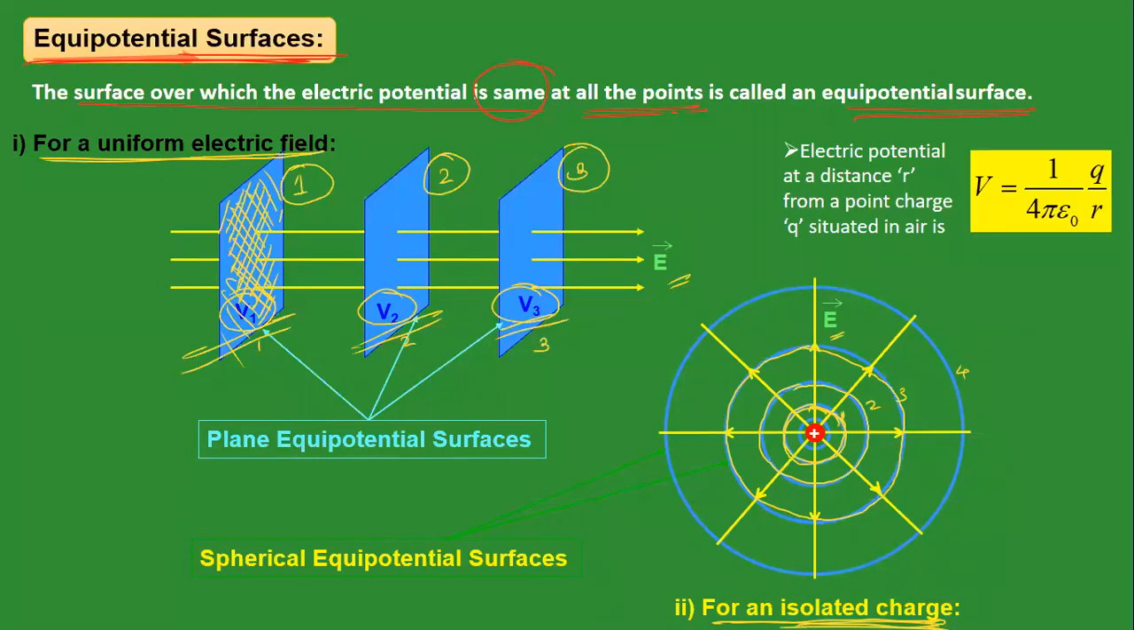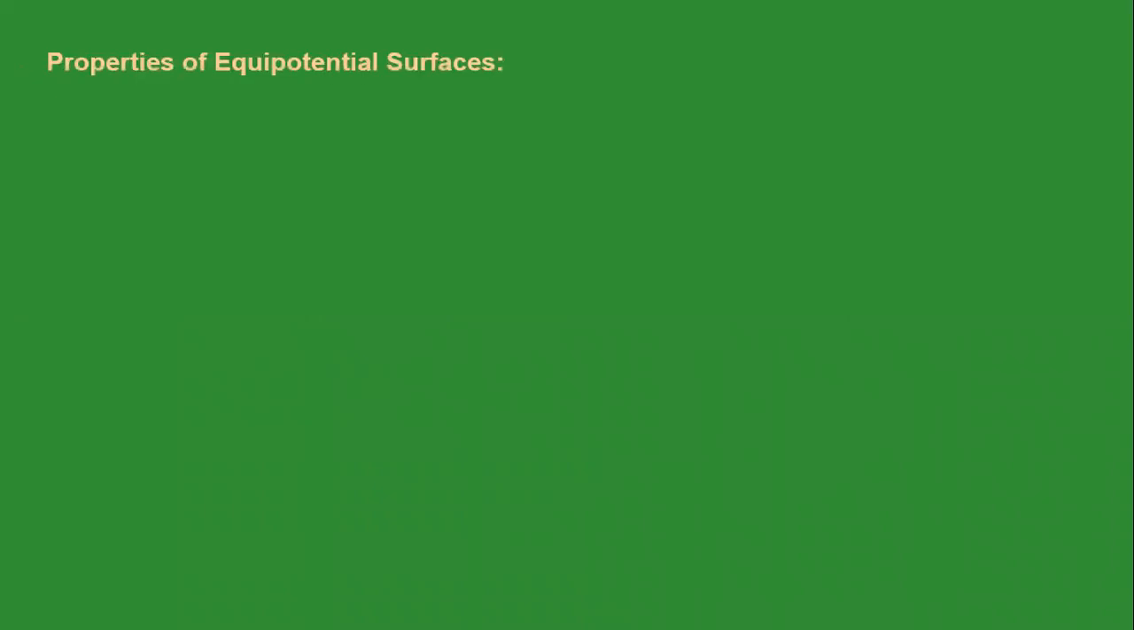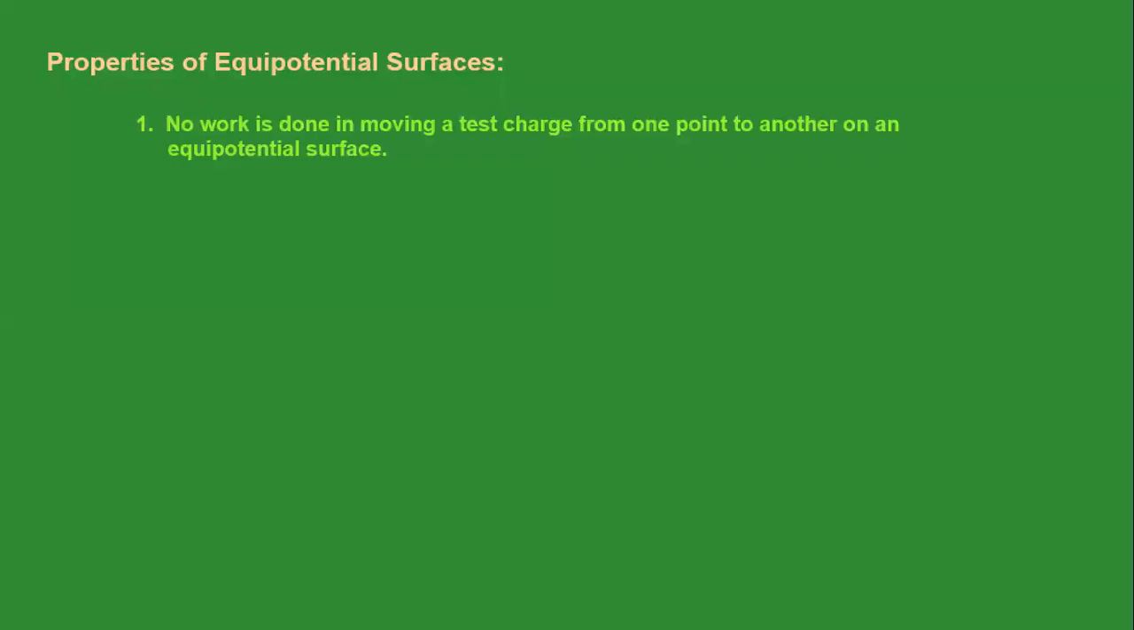Now everybody knows the formula of potential. V is equal to 1 upon 4 pi epsilon 0 times Q by r. This is the formula of potential. After that, we have to learn some properties of equipotential surfaces.